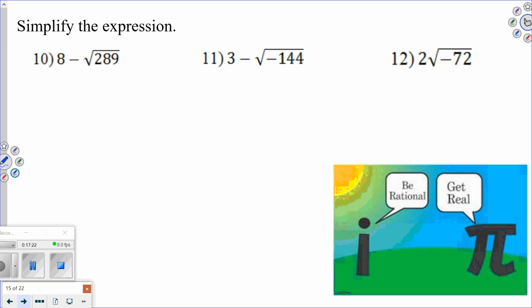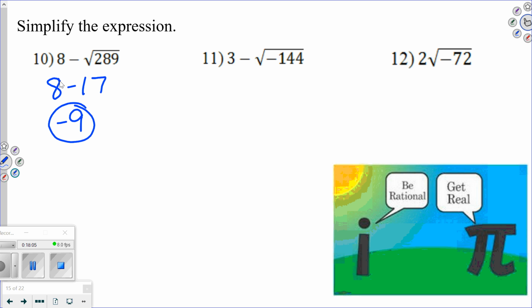All right, number 10. 8 minus the square root of 289. Is that imaginary? No, that's not imaginary. There's no negative under the radical. All right. 289, is that perfect? It is? What is it? It's 17. Yeah, so that's just going to be 8 minus 17. The square root of 289 is 17. Are those like terms I can put together? Yeah. What's 8 minus 17? Good. That one was easy. Actually, the radical went away. I was able to put them together.